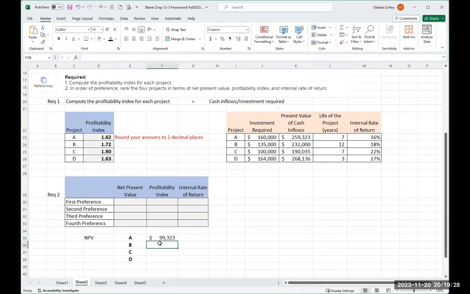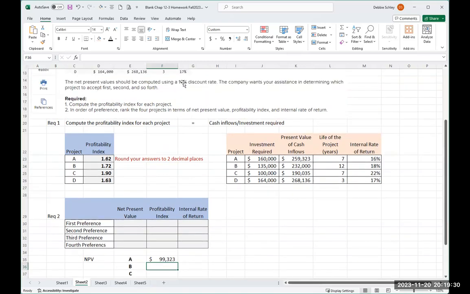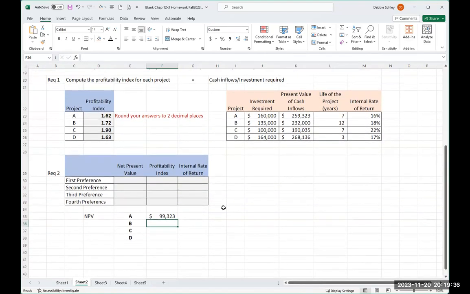Okay. So I didn't have to use the 10% discount rate because they already figured out the present value for me. So thank you for that. In each of these, again, I can just drag it down. I'll just show you. For C, it's the inflows minus the investment required, the outflow.